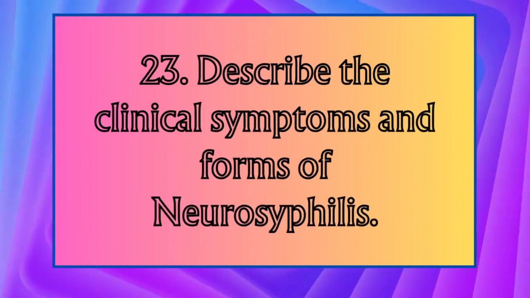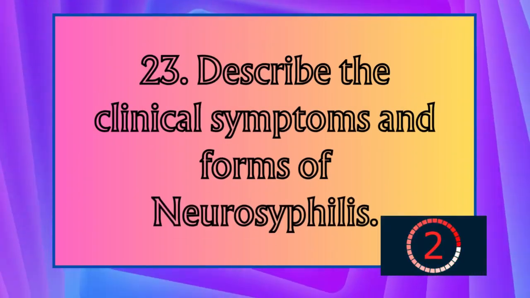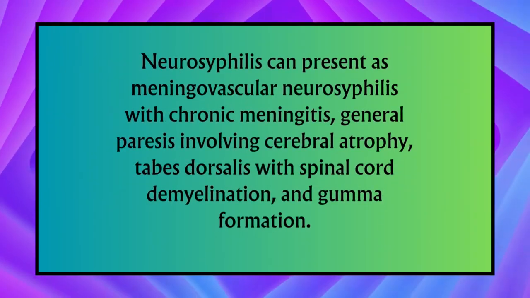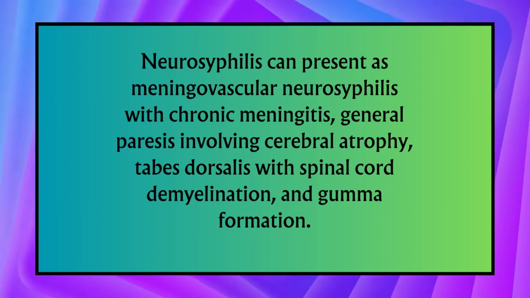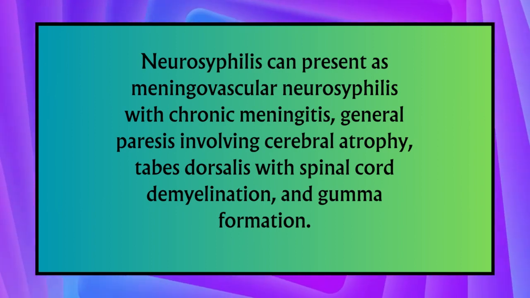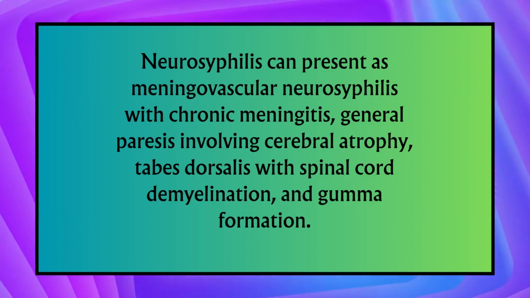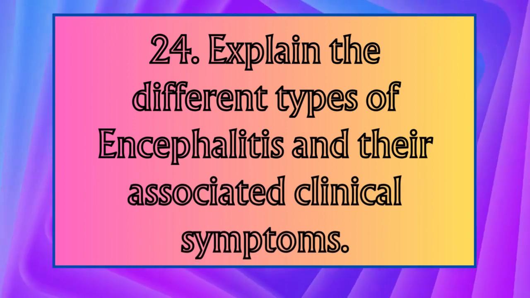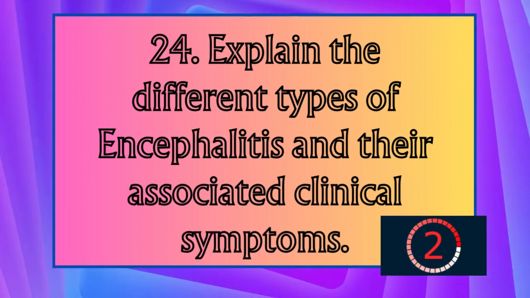23. Describe the clinical symptoms and forms of neurosyphilis. Neurosyphilis can present as meningovascular neurosyphilis with chronic meningitis, general paresis involving cerebral atrophy, tabes dorsalis with spinal cord demyelination, and gumma formation.